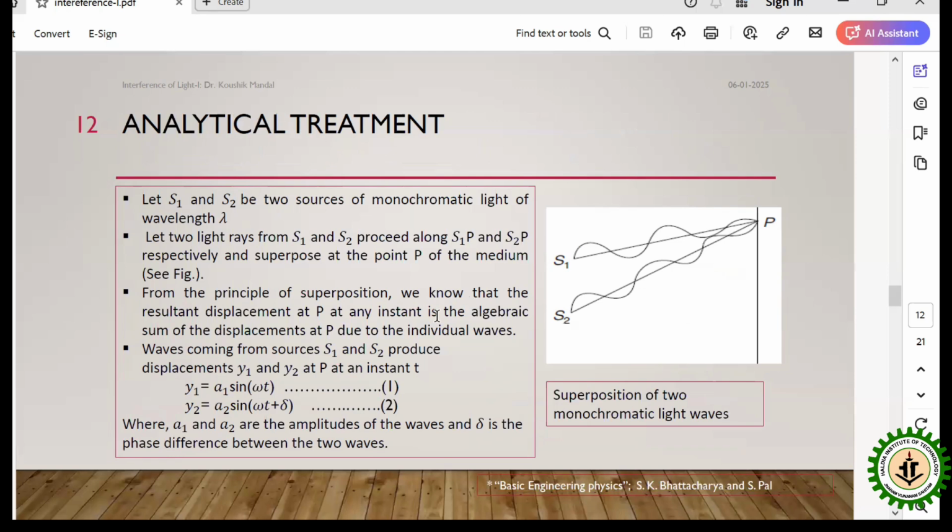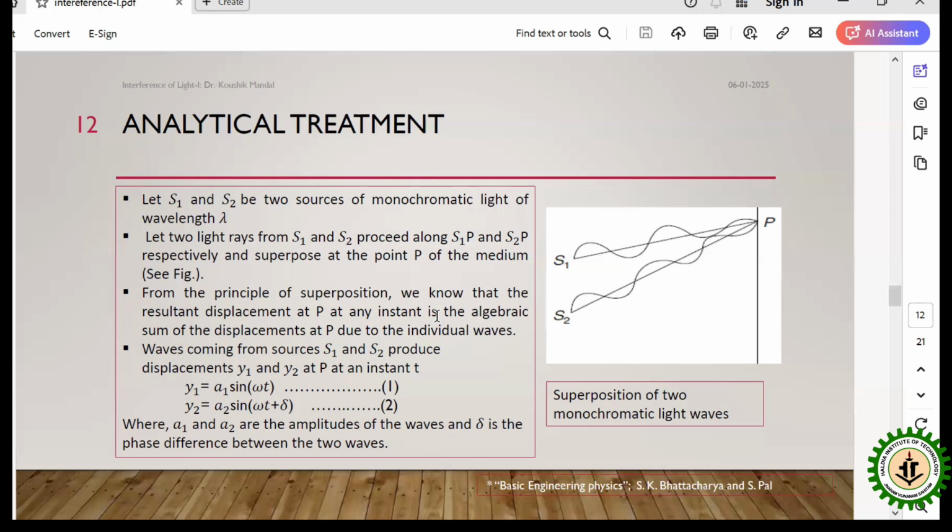So for that, to get into this matter in a more general way, let us consider S1 and S2, two sources of monochromatic light of wavelength lambda. Let two light rays from S1 and S2 proceed along the S1P and S2P paths and superpose at a point P on the medium. Let's say it is some point on the screen.